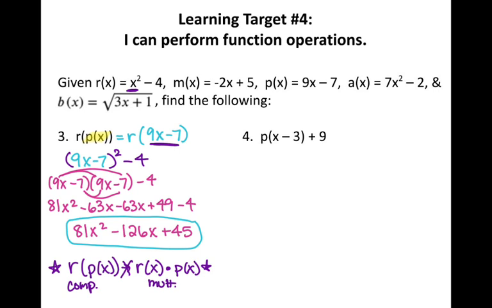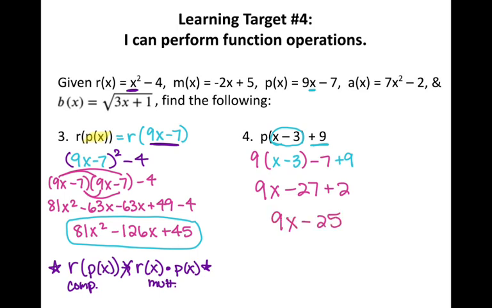Okay, number 4. So my input into my p function is x minus 3. So I'm going to start by writing my p function. I'm going to replace my x with x minus 3. So here we go. So p function is 9x minus 7. So I'm going to do 9 blank minus 7. Inside my blank is going to go x minus 3. And then I've got this plus 9 at the end. So I'm going to add it at the end. From here, we can distribute. 9 times x is 9x minus 27 plus 9, which is 9x minus 18. And voila.